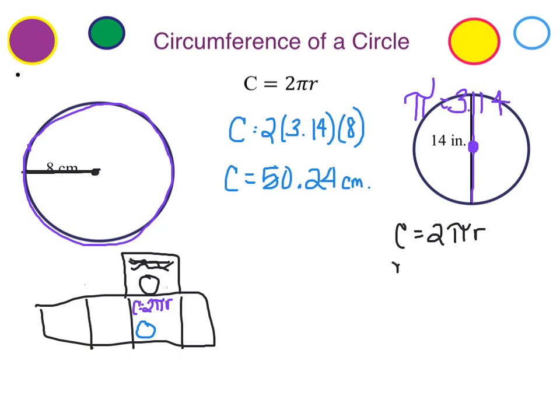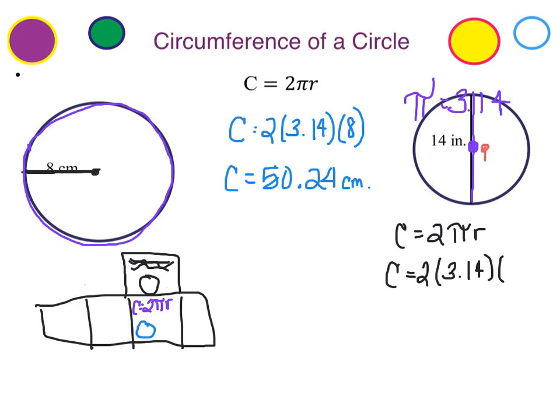I'm looking for C, so I'm going to keep that as my variable. So I'm going to multiply 2 times 3.14, which is pi, times the radius. But here, 14 is not my radius, 14 is my diameter. In order to figure out the radius given the diameter, all we have to do is cut the diameter in half. Because a radius is half of a diameter.